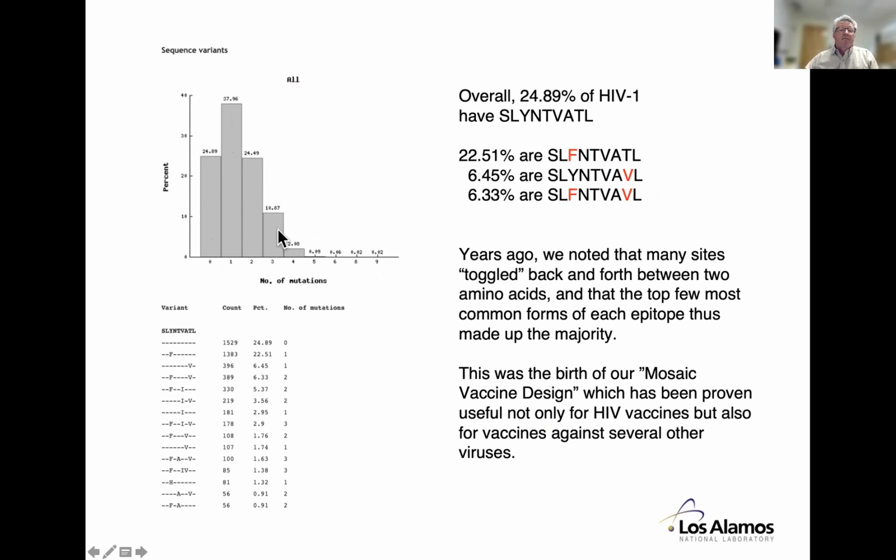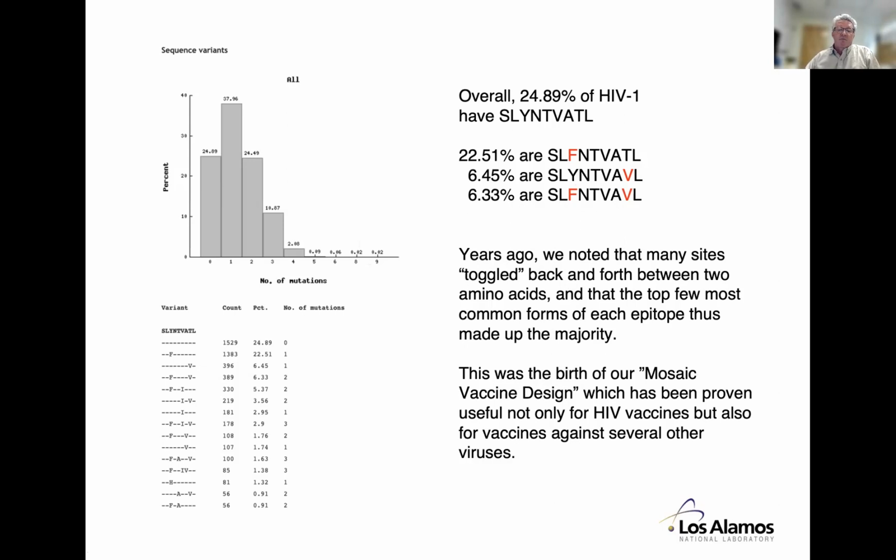And then 25% have two mutations, and very few have 4 or 5 mutations in this epitope. And years ago, we noted that many of these sites seem to be toggling back and forth, like F to Y, Y back to F, and V to T, T back to V. We named those toggle sites and noted that this happened at numerous places, not just in CTL epitopes, but throughout the genome. It is very common for only a couple of amino acids to be present.